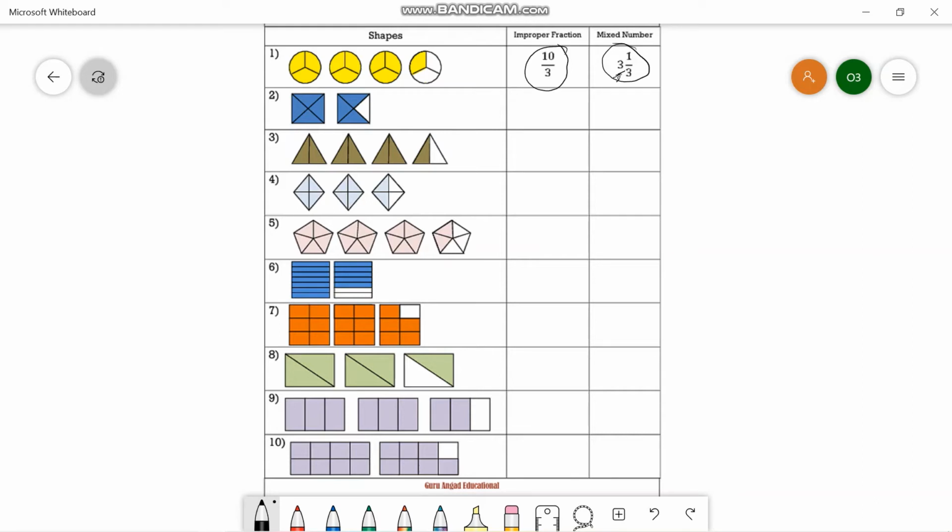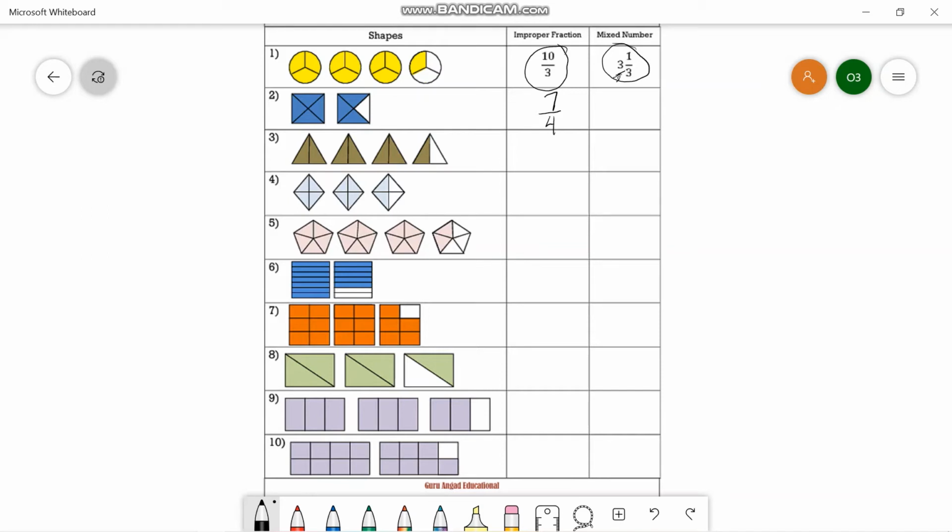Okay, now let's go to the second one. Number 2, it is a square divided into how many parts? 4 parts. So how many are shaded in all? 1, 2, 3, 4, 5, 6, 7. So 7 is the numerator and 4 is the denominator. So we say 7/4.